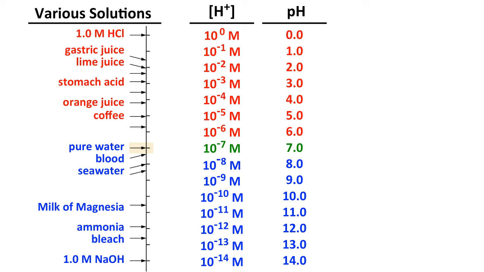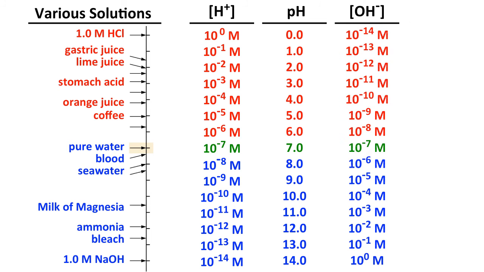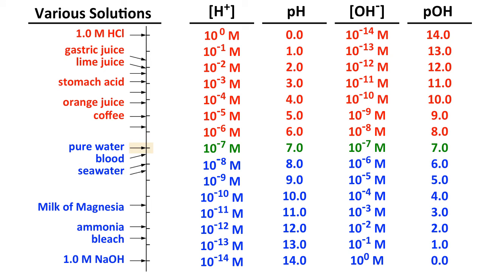But now we note that aqueous solutions contain not just H+, but also OH-. And here is what we get. A couple of things to note: the H+ concentration times the OH- concentration always ends up equaling 1 times 10 to the minus 14th. So 10 to the negative 2 times 10 to the negative 12th is 10 to the minus 14th. 10 to the minus 9th times 10 to the minus 5th is 10 to the minus 14th.